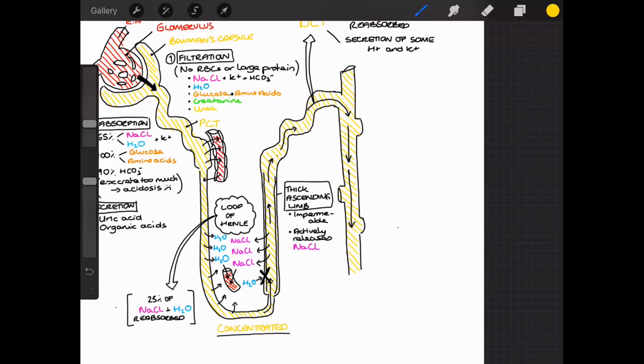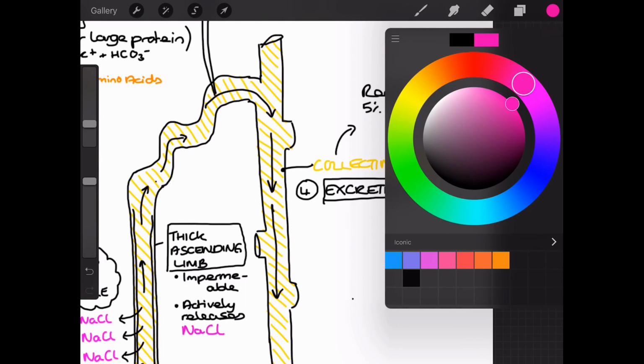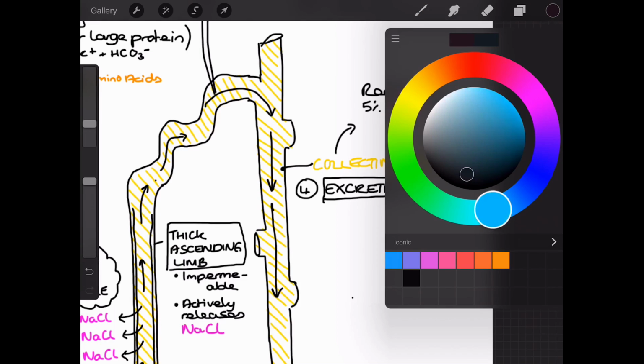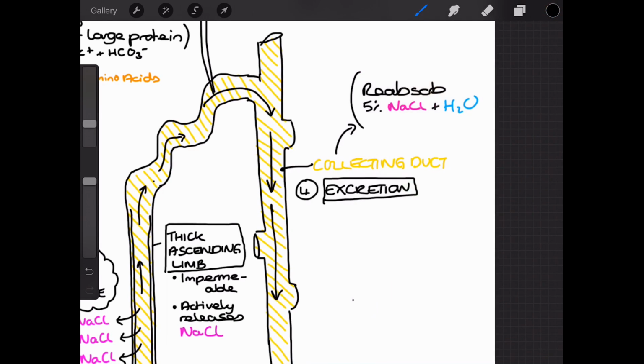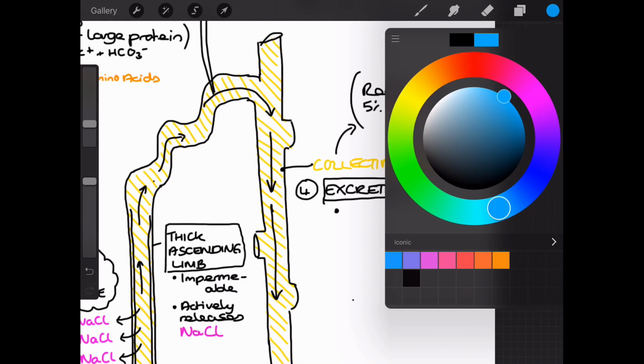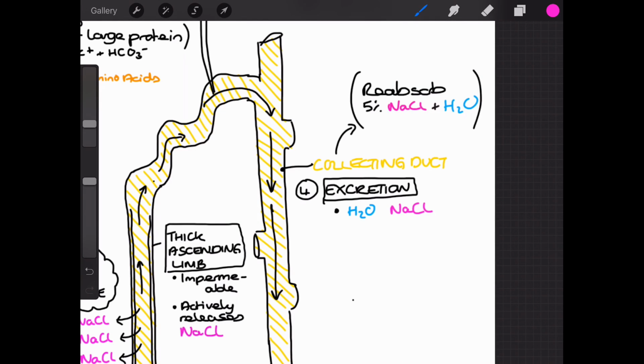The next part is the collecting duct. Here we have excretion, but we also have a little bit of reabsorption, about another 5% of the H2O and NaCl here. Excretion is the final process in this sequence of physiological events, and the things which pass out are some water and sodium chloride, because we haven't reabsorbed all of it, otherwise we'd just be urinating dust.